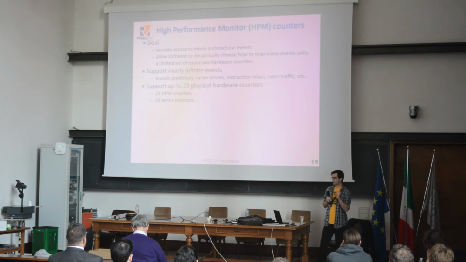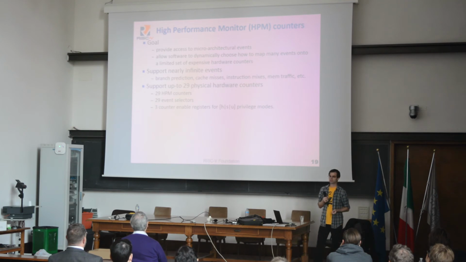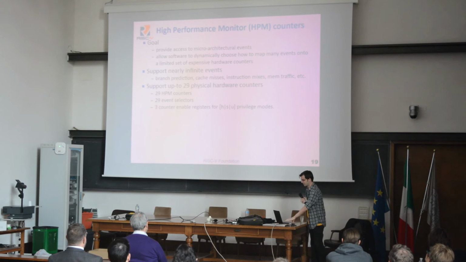So you can say that HPM number 3, I want it to increment whenever a branch misprediction occurs, something like that. And then there are 3 enable registers, so that way we can specify at different privilege modes what you can have access to. So maybe the user level doesn't have access to all the counters to figure out what your crypto keys are or something.